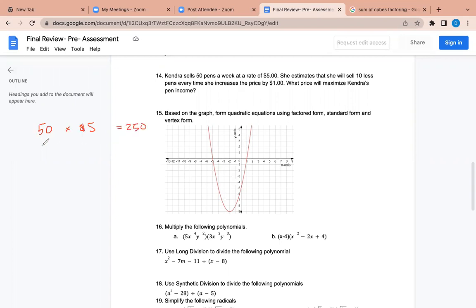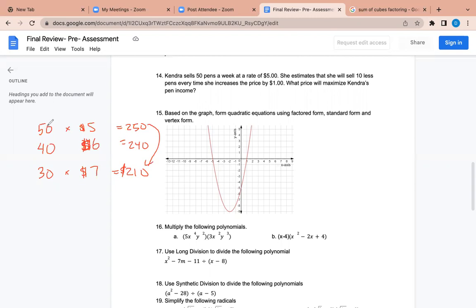If she increases the price to $6, she will sell 40 pens. So 40 times 6 is what? 240. Let's go one more down here. If she sells 30 pens, if she increases by a dollar, it'll be 210. So right now we see what? That the price is going up, and our revenue is going down.